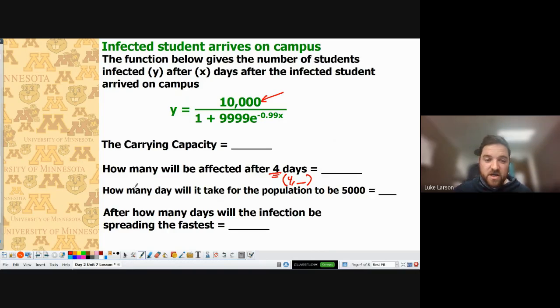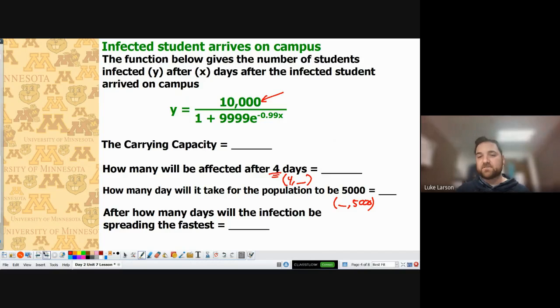The next question, how many days will it take for the population that's infected to reach 5,000? So here they give you the number infected, and that's the y value. So for this problem, think of it as they gave you the y value. We need to figure out what's the x value at that. And the last question that we're going to answer is, after how many days will the infection be spreading the fastest? And we'll talk about, there's really 2 ways to go about solving that.